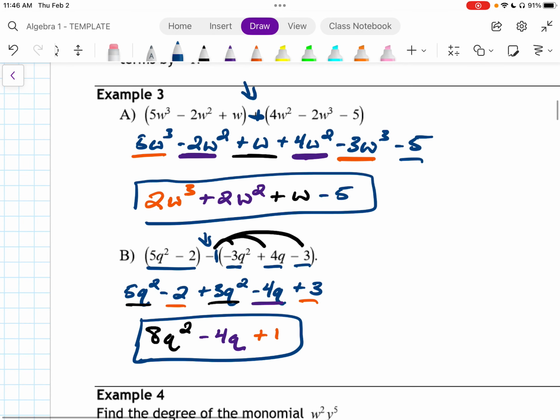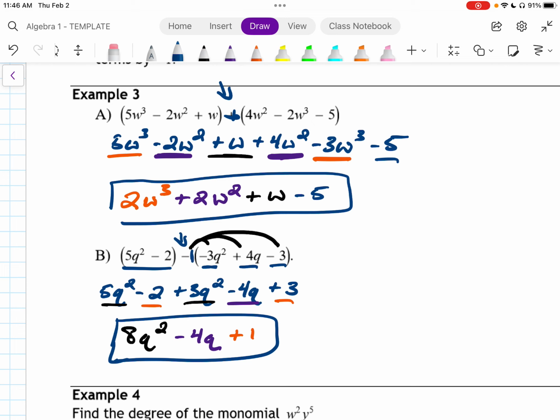Okay. Addition, subtraction, quite easy. You're just combining like terms. And then something to not forget about is whenever you have the negative right there, you've got to distribute the negative 1. Okay. This should be very easy. This is stuff that we should have been doing for over a year now.